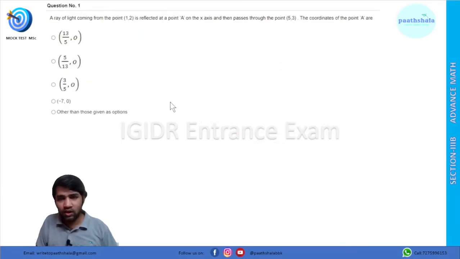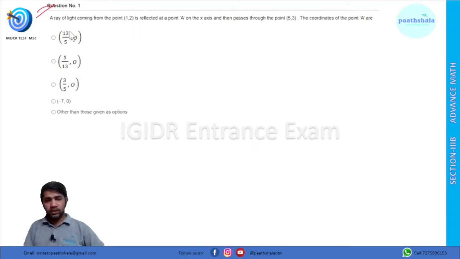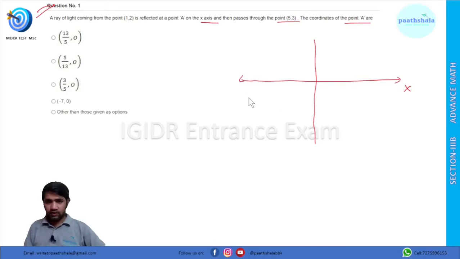So from here advanced mathematics has begun. Okay, in this question it says a ray of light coming from point 1 comma 2 is reflected at a point A on the x-axis, then passes through the point 5 comma 3. The coordinates of point A are, okay, so let's draw the diagram. So this is the x-axis, this is the y-axis.